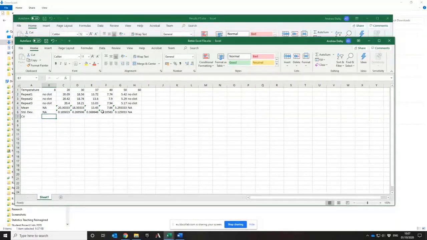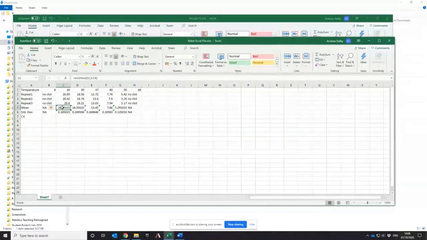Right, now, coefficient of variation is what we call a dimensionless quantity. It's a ratio. Now, the reason for this is the mean has a unit, which is seconds. The standard deviation has units which are seconds. The variance has units which are seconds squared.